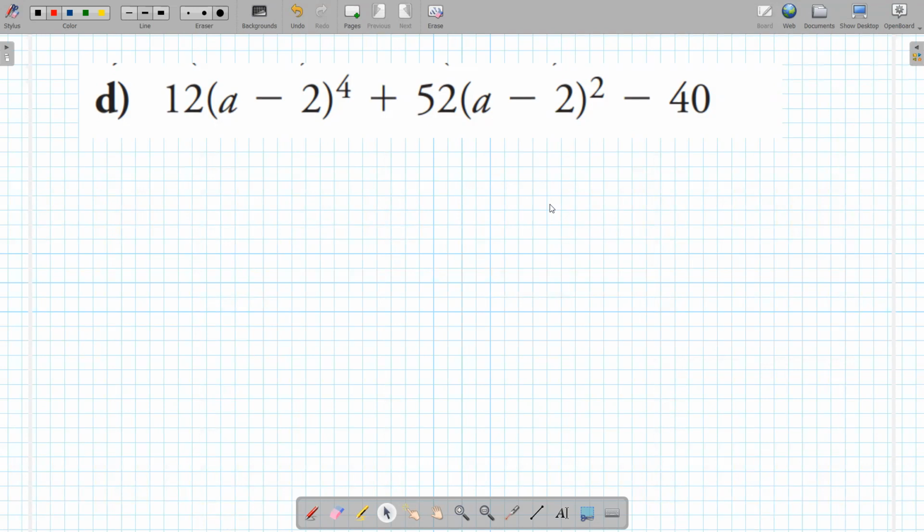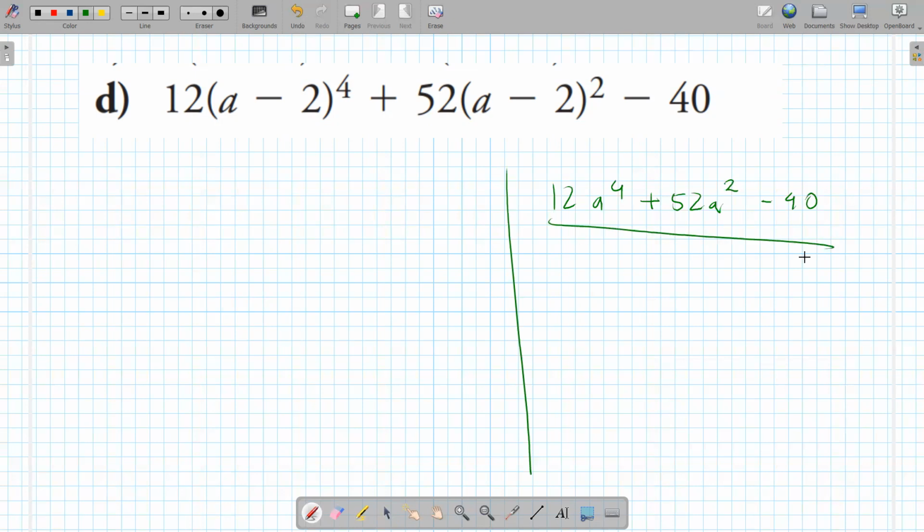Think about it this way: what if instead of this, I gave you something like 12(a-2)^4 plus 52(a-2)^2 minus 40? How would you approach this question? Is that a man question, this one? Yeah, it is. That's a man question. So it's the same kind of idea here.